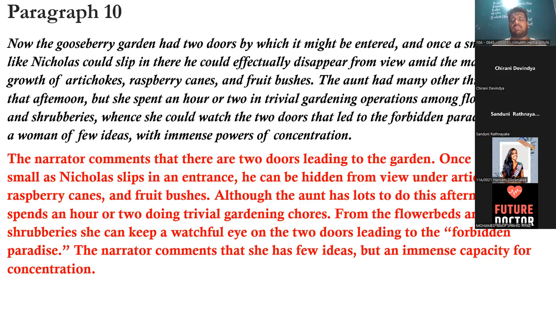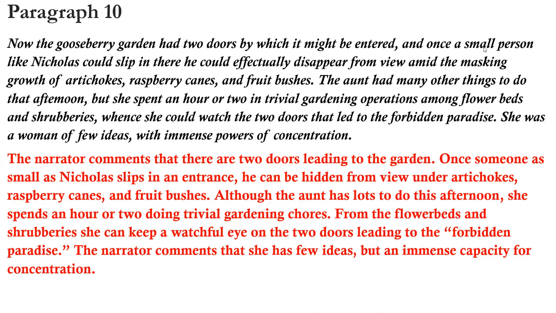Now the gooseberry garden had two doors by which it might be entered. Once a small person like Nicholas could slip in there, he could effectually disappear from view amid the masking growth of artichokes, raspberry canes, and fruit bushes. So the writer says that the gooseberry garden is full of bushes and different types of fruit trees. So once an adult enters the gooseberry garden, he or she will definitely be noticed. But if you are a child, you will not be noticed because of those bushes, those trees. You can hide and go.